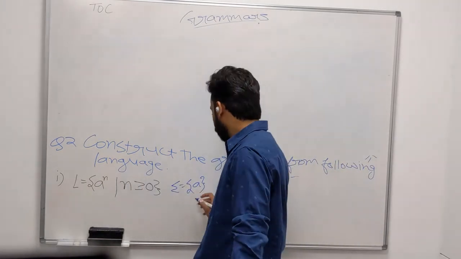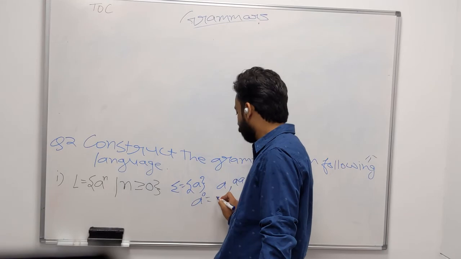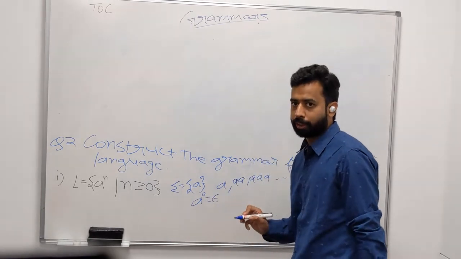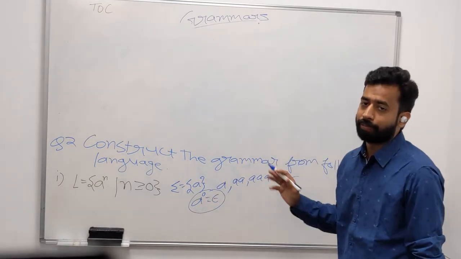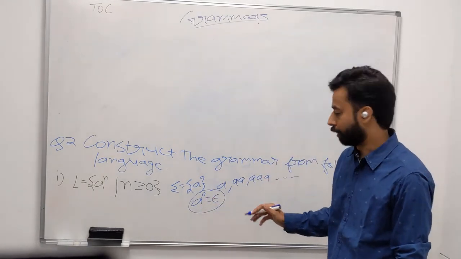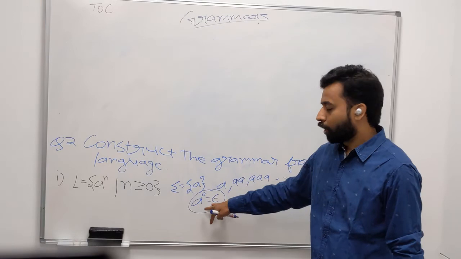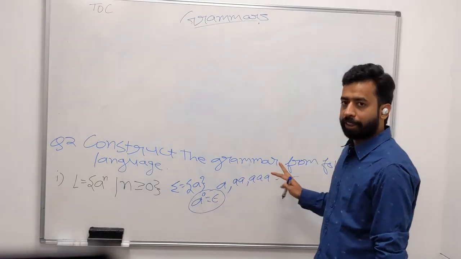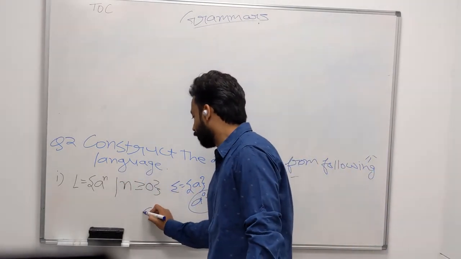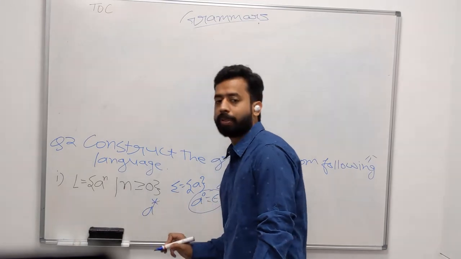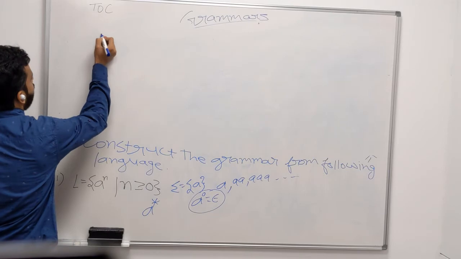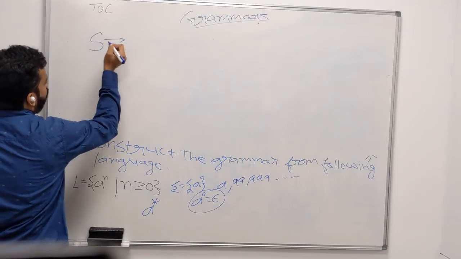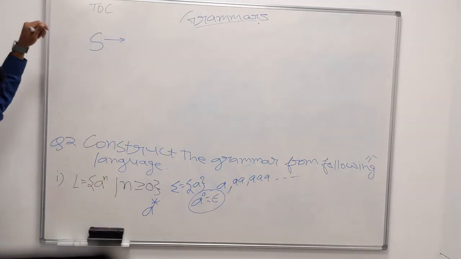If I say A raised to the power 0, what does it mean? It simply means epsilon. You all know epsilon, I hope, because in theory of computation and the finite automata part, I have briefly discussed epsilon. So you can derive epsilon as well as any combination of A. So what it is saying is A star, which means the complete language of A. Let me just write down my starting symbol first. S is my starting symbol.